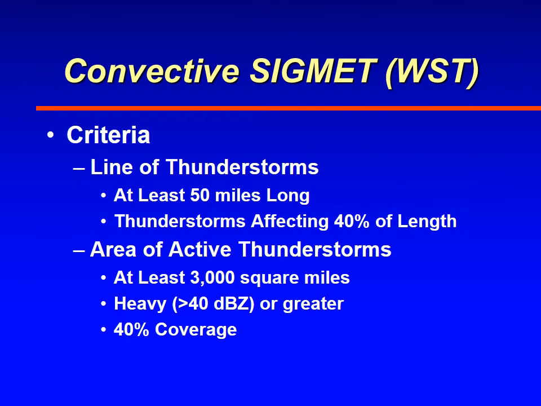Also, a line of thunderstorms is a criterion. They'll issue convective SIGMETs for lines of thunderstorms, and they need to be at least 50 miles long and also affecting at least 40% of that line.